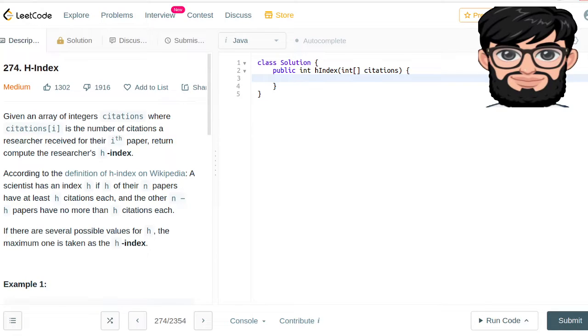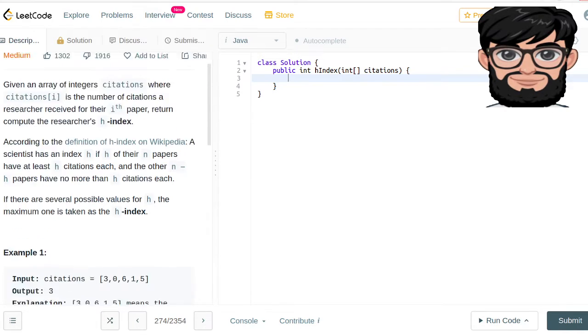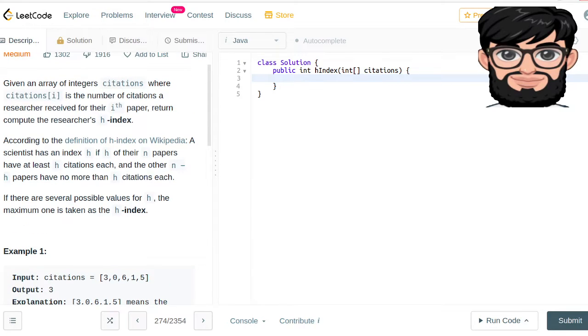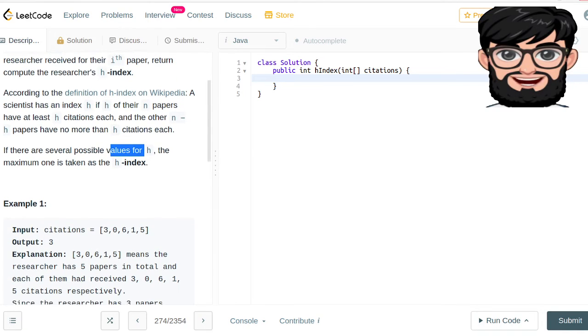So basically, a scientist has an index h if h of their n papers have at least h citations each, and the other n minus h papers have no more than h citations each. So let's get to the example. This is also important: if there are several possible values of h, the maximum one is taken as the h-index.